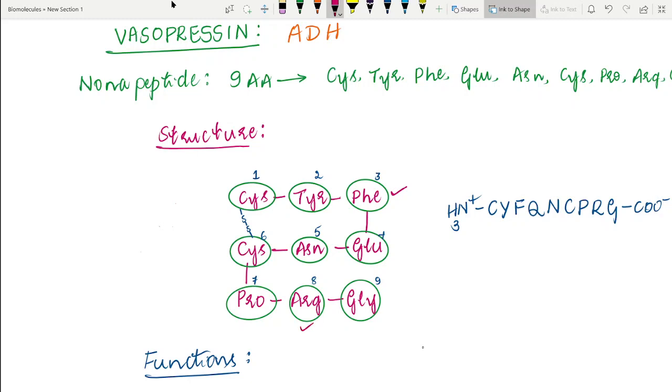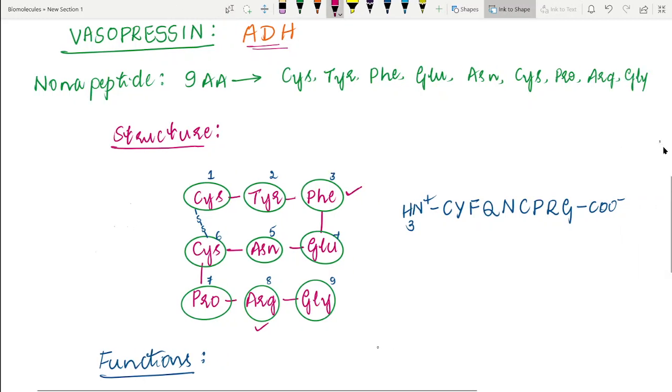If you remember the sequence of amino acids in oxytocin, and you replace the third and the eighth amino acid with phenylalanine and arginine respectively, you will get the sequence of vasopressin. Vasopressin is also called antidiuretic hormone. It's a nonapeptide made up of 9 amino acids. The amino acids present in vasopressin are cysteine, tyrosine, phenylalanine, glutamate, asparagine, cysteine, proline, arginine, and glycine.